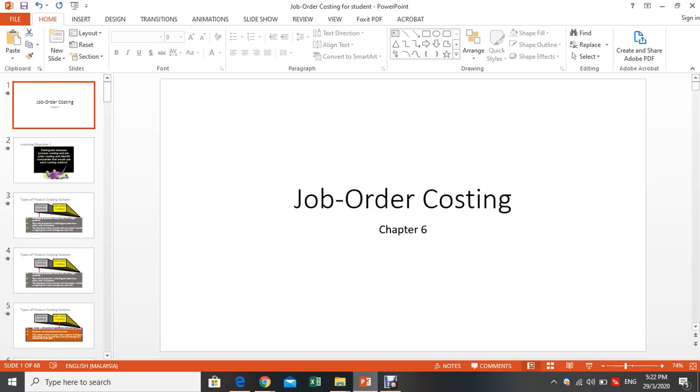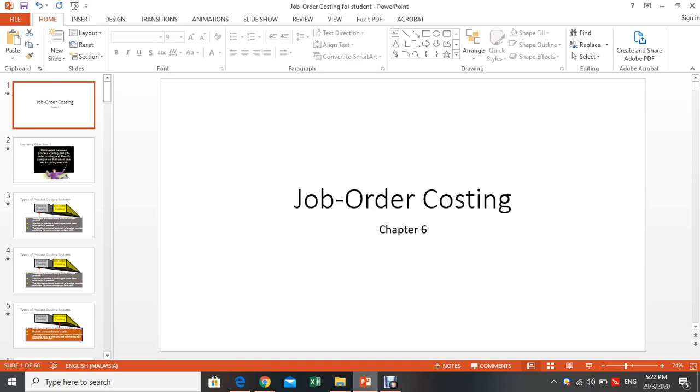We are continuing with chapter 6, which is job order costing. Basically, in management accounting, we have three techniques for calculating the cost per unit of a product. The first one we call job order costing. The second one is process costing, and the third one is contract costing.